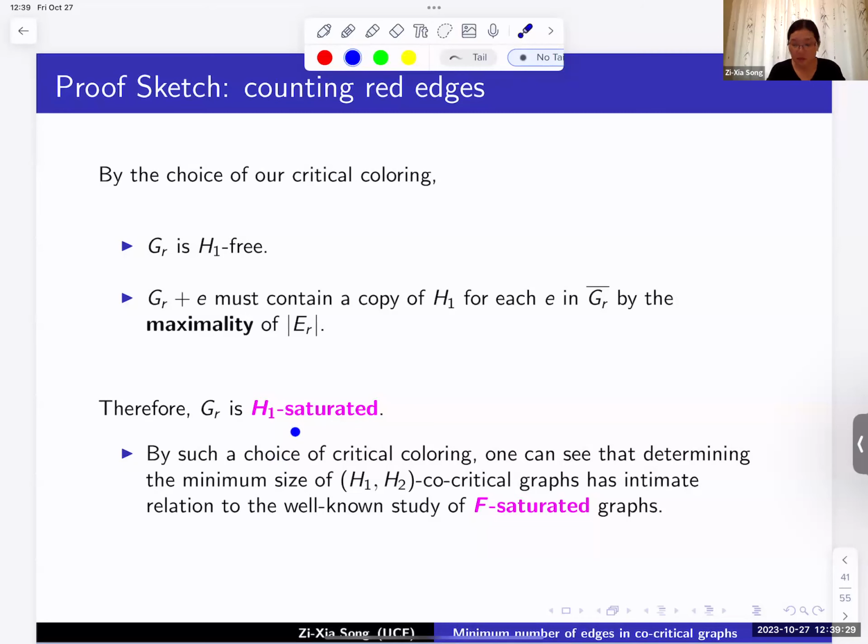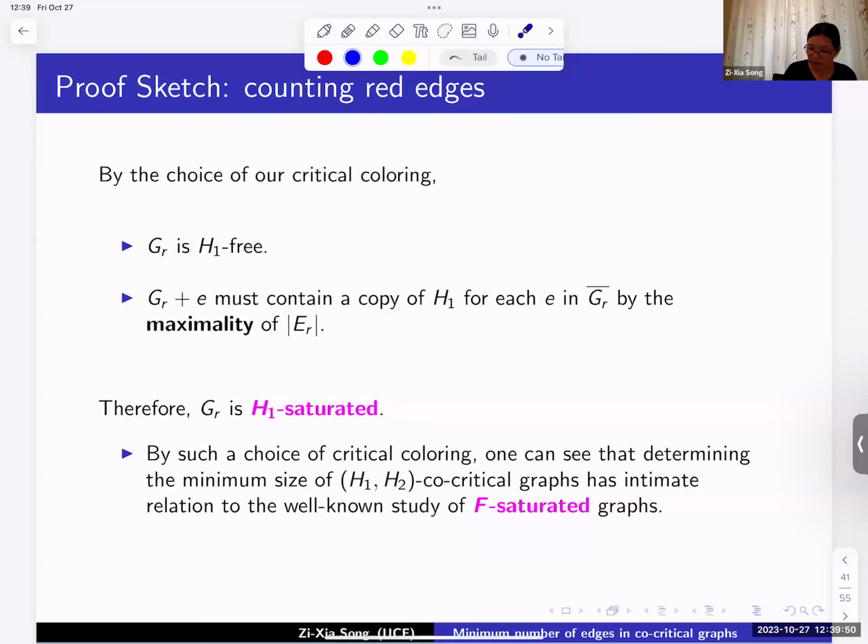But as I mentioned earlier, the minimum number of edges in F-saturated graphs was very well studied in the last century, and there is a lot of research there, in particular when F is a complete graph.